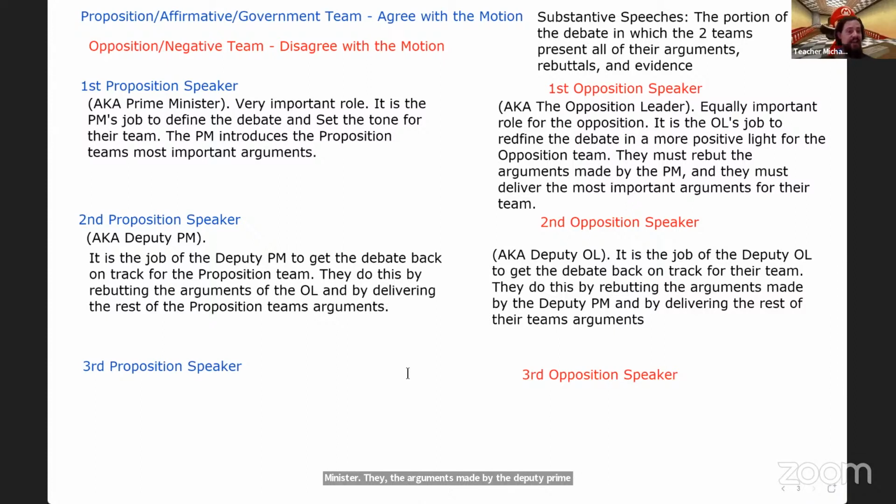I should probably explain that too. A rebuttal in a debate is your answer to an argument posed by the other team. So if they make their points good and strong, your job is then to rebut those arguments and try and find weak spots in them so that the judges and the audience don't believe in them, basically. You've got to try and find problems with their arguments. And then you've got to strengthen your own team's position by delivering the rest of your arguments.